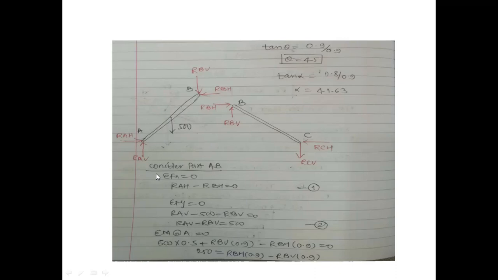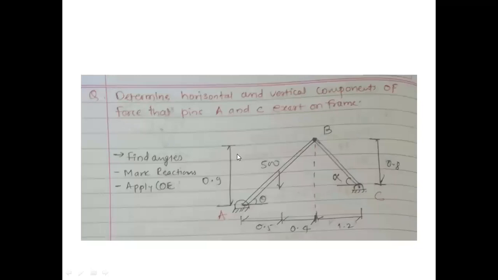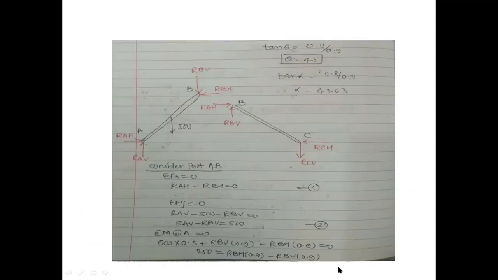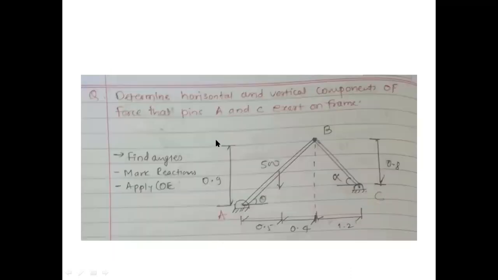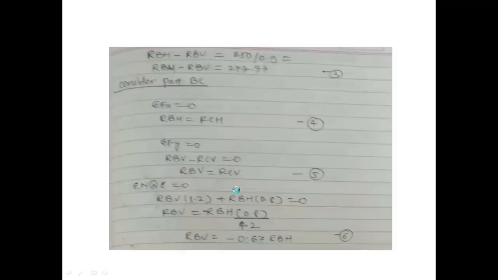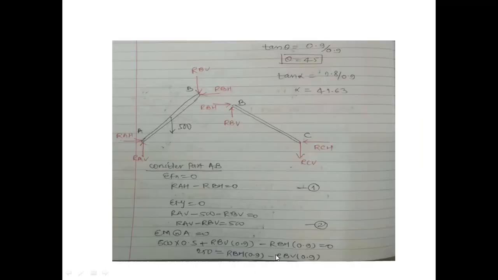500 into this horizontal distance and RBV into the complete distance. These distances are given to us. 500 into 0.5 and RBV into 0.9. Both are clockwise, so positive. Minus RBH into 0.9 is equal to 0. Whenever a force is horizontal, our distance will be vertical, which is given to me. This is 0.9. So by solving this, we can find one equation in terms of RBV and RBH.